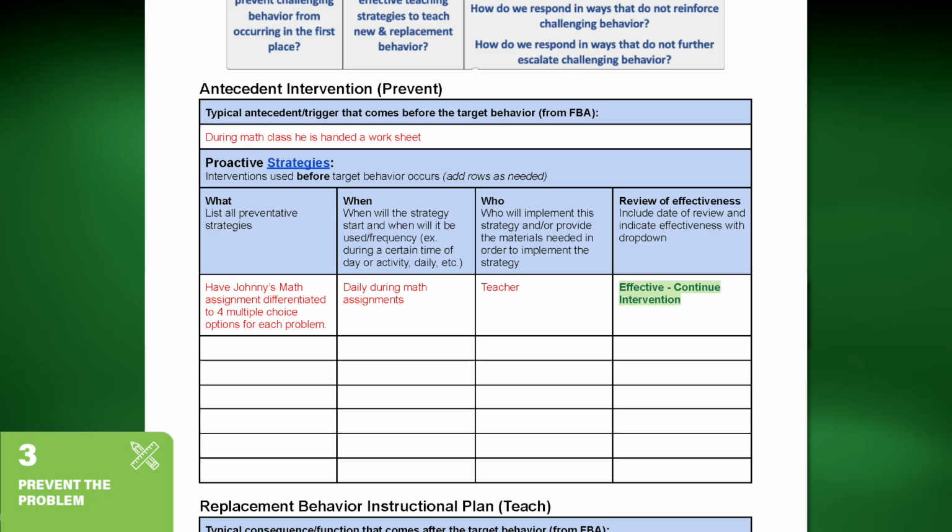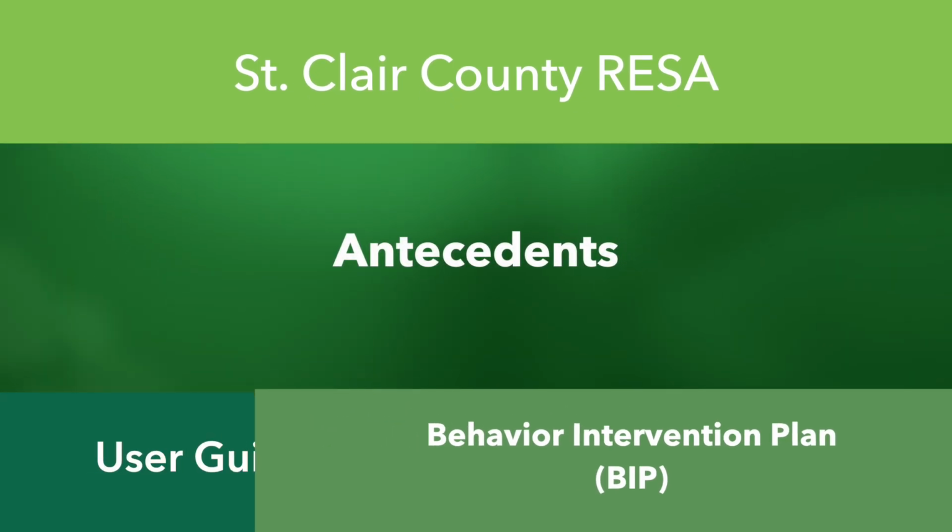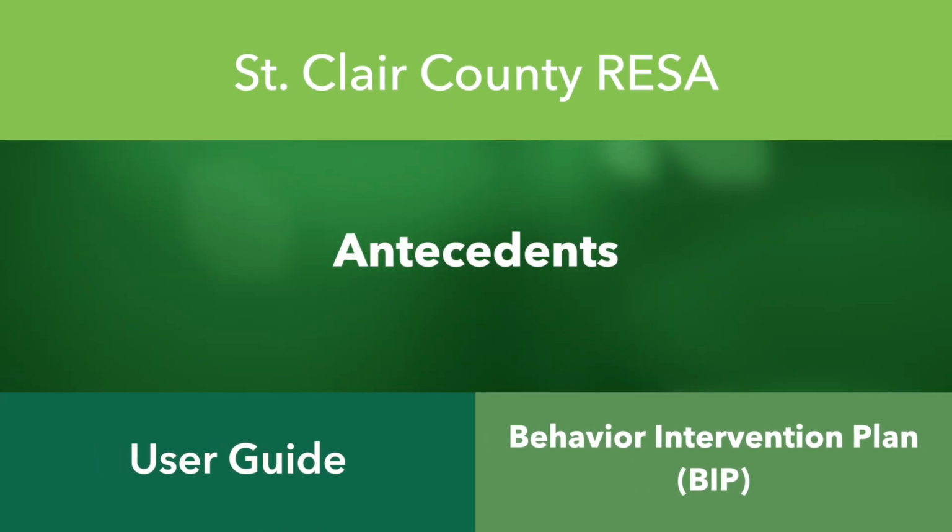So that is just one example of a proactive strategy that you could do to try to decrease the behavior from occurring in the first place. That's what antecedent strategies are and proactive strategies for section number 12.